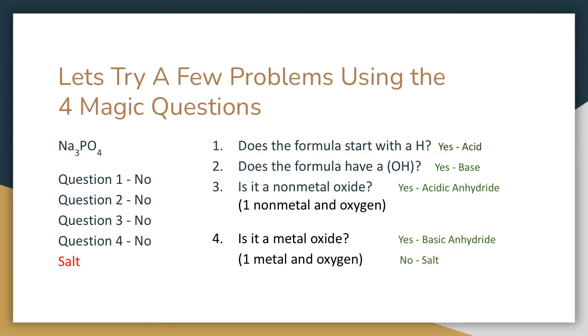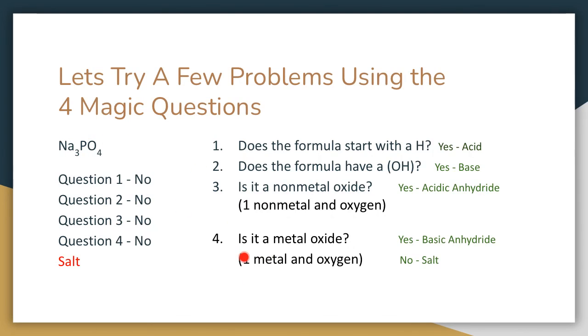If we look at our next one, now we have Na3PO4. Does the formula start with H? No. So question 1 was a no. We go to the next question. Does the formula have an OH? No. Because we didn't answer yes to question 2, we go to question 3. Is it a nonmetal oxide? Nonmetal? Nope. Sodium's a metal, so no.